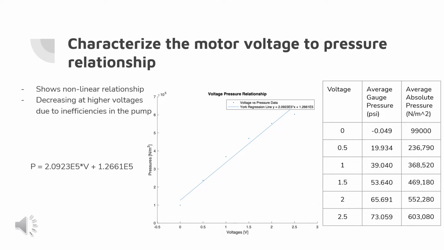So, the first one, we characterize the motor voltage to pressure relationship. And the data shows a nonlinear relationship between these, which is decreasing at higher voltages, probably due to the inefficiencies in the pump. And from the fit, if you use a linear relationship, it's about 2.0923 e to the 5 times the voltage plus 1.2661 gives the pressure.